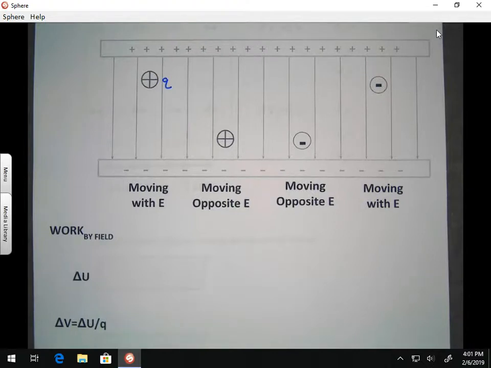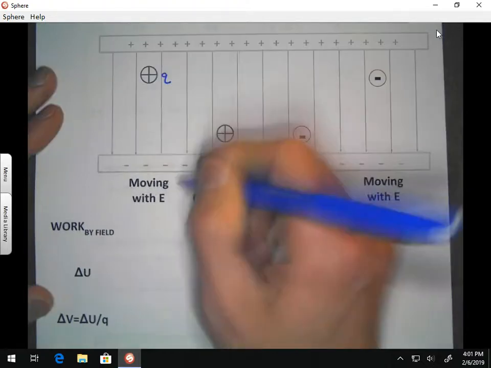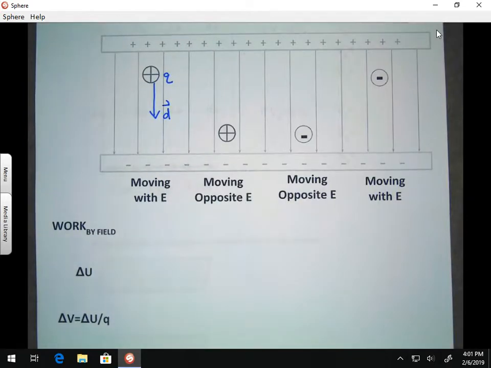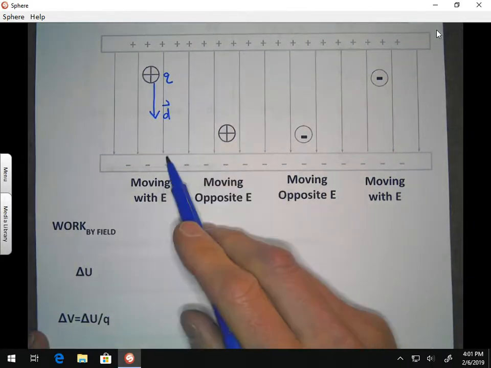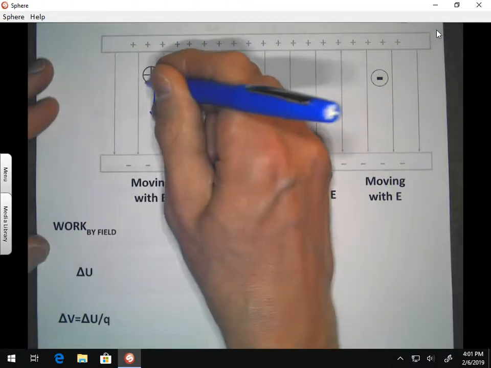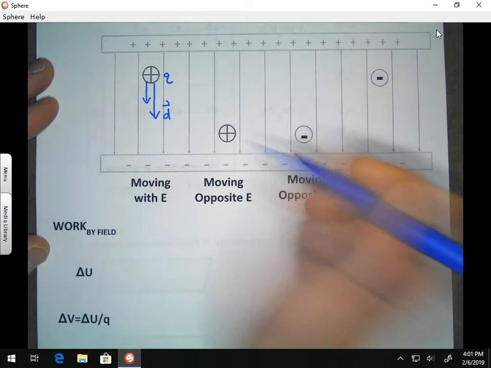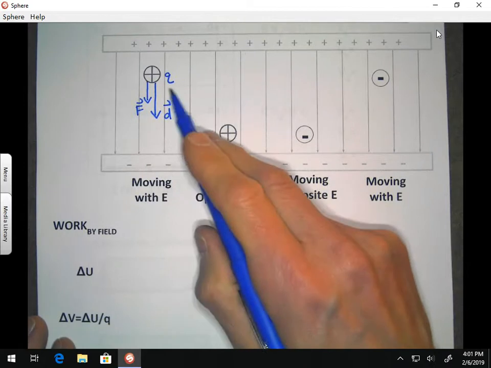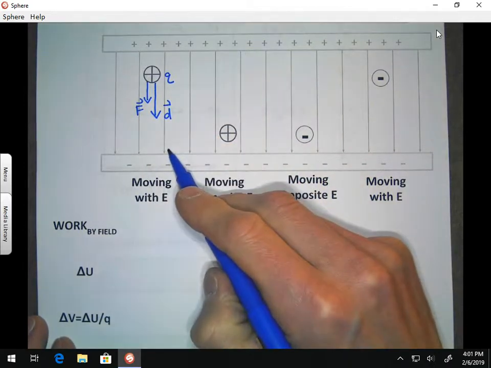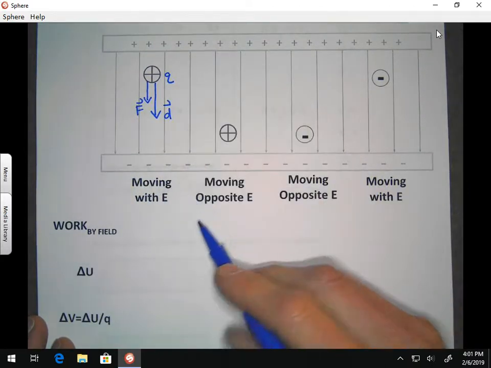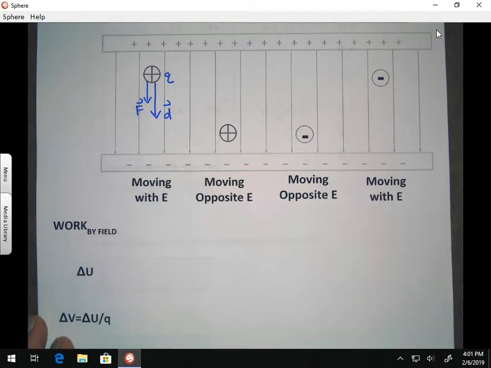So let's look at the first case in which the charge moves with the field. The charge is going to have a displacement heading down because the electric field direction is down. And also the force on that charge is going to be downwards. I'll just label that F. That's because the electric field is going down. So you've got a positive charge plate up here, negative charge plate down here. Again, the field lines are pointing down, so the electric force is also going to be going in that same direction. So how much work would be done by the field in this case?